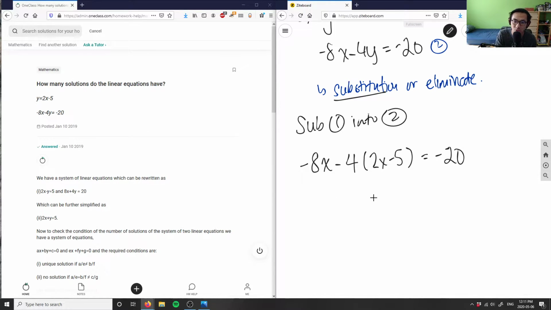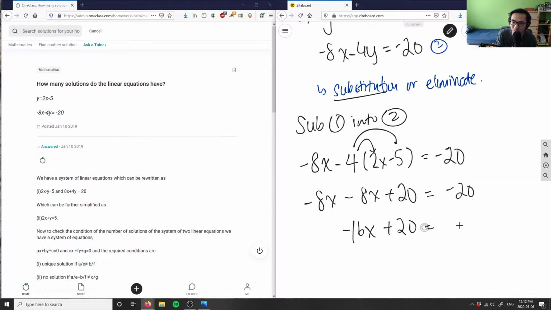I can use the distributive property to expand the brackets here. So I have negative 8x minus, again, 8x, minus 4 times negative 20 is positive 20, equals negative 20. Negative 8x minus 8x would be negative 16x plus 20 equals negative 20. Then I can move 20 to the other side. I can say that negative 16x equals negative 20 minus 20, which is negative 40, right?